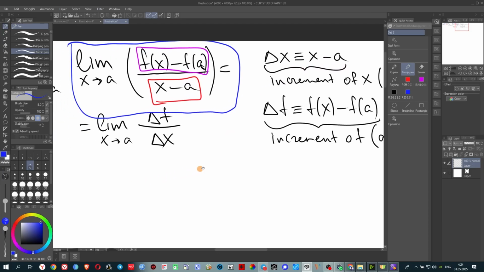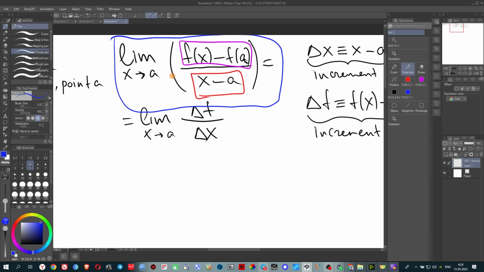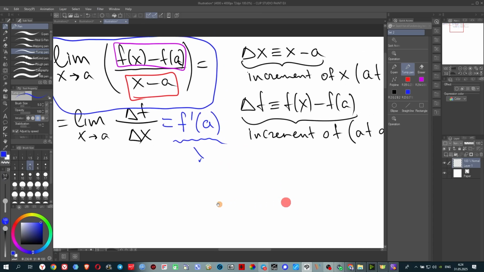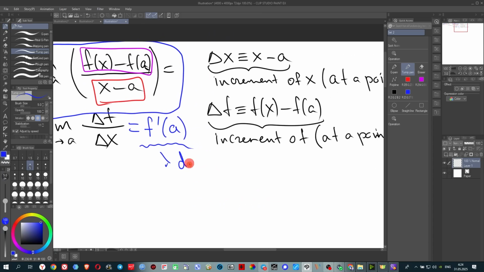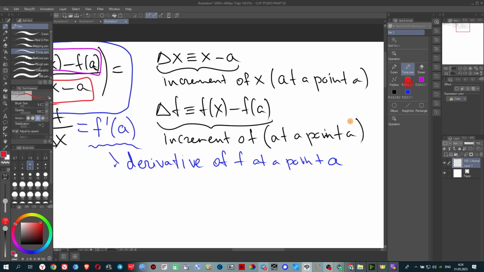Perfect. Okay, and if you can calculate this limit, if it exists, then the value of this limit we denote as f prime of a. And this value is actually called the derivative of f at a point a. Perfect. So a is our point that we initially fixed, and f is our function.